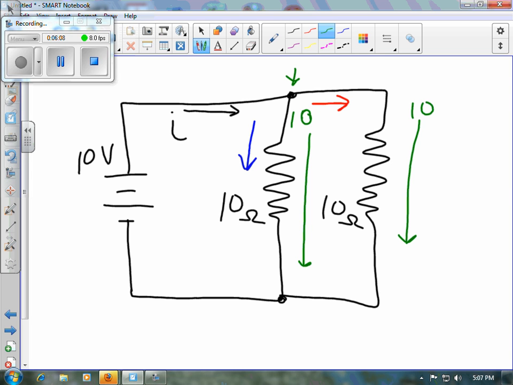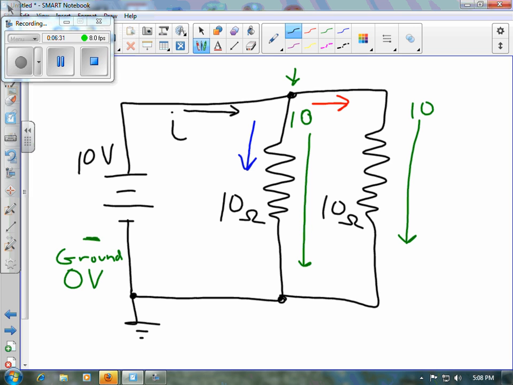The voltage at the bottom of the battery, the negative terminal here, we call this ground. And when you're analyzing circuits, ground is always 0 volts. This is the electrical symbol for ground. It looks like this. So that's the ground side of the battery. The other side is 10 volts.